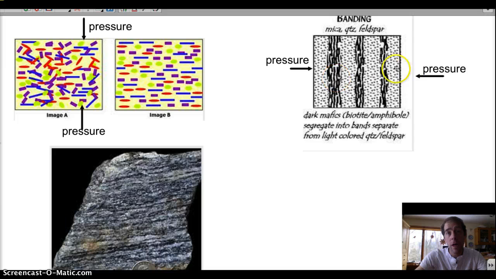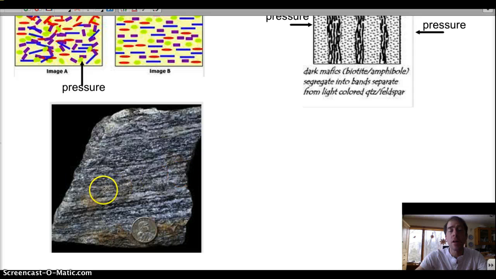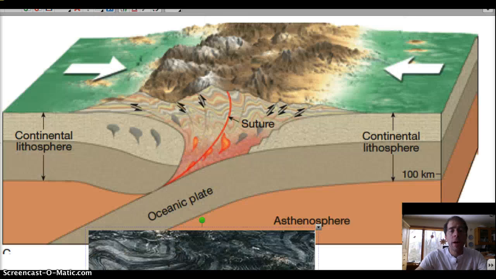Again, pressure here coming from the sides causes these to line up and to segregate into distinct bands. And that's one of the characteristics of metamorphic rocks, is that they have these bands of minerals. Now, that happens because as two plates come together, the tremendous amount of pressure, and because these get buried deep underground, the heat causes them to change. They don't remelt, they just change in here, and that's what causes these bands to get distorted.